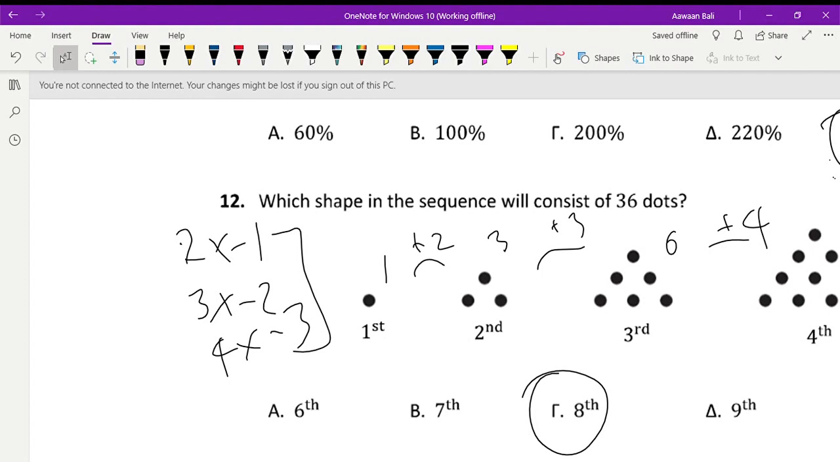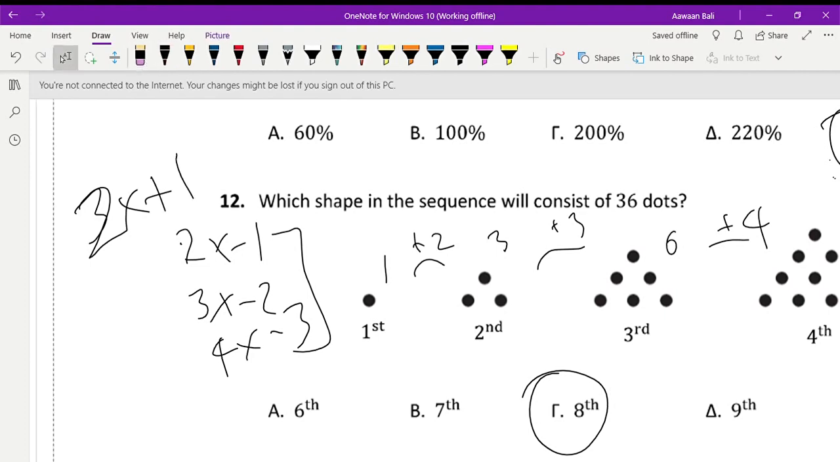4 times 2, 8 minus 3, 5. That doesn't work either. Which means that there must be a simple thing that's happening here. Something that we're missing. Let's say that we started with 0. 3x plus 2. 3x plus 1. No, sorry. 2x plus 1.